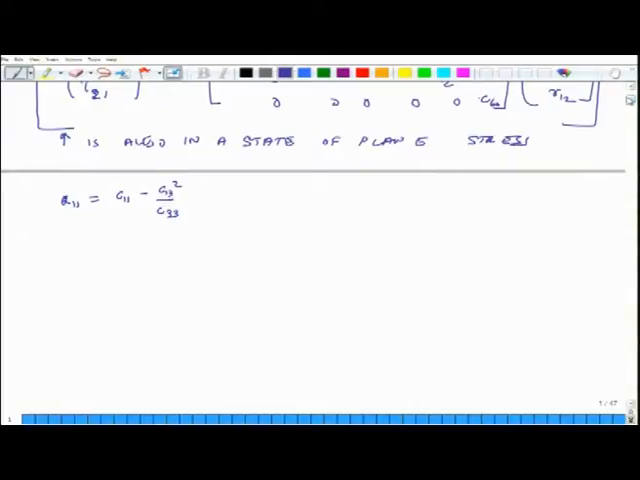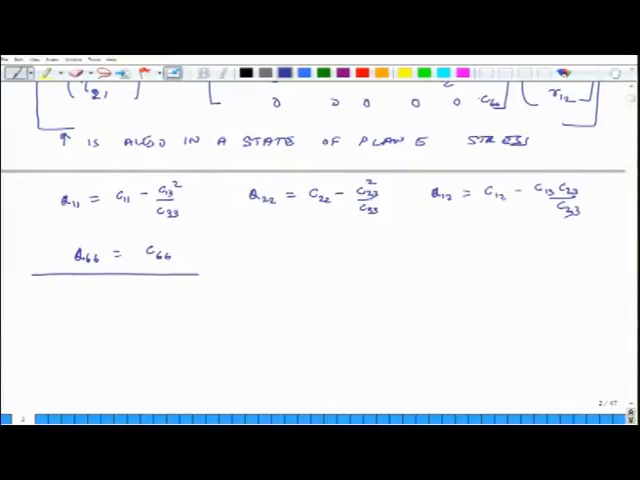So, this is Q11, okay, and then Q22 equals C22 minus C23 square by C33, and Q12 is equal to C12 minus C13 times C23 divided by C33, and Q66 is equal to C66. So, these are the relations between the Q's and the C's, and what we see is that for plane stress, what really matters are these 4 terms, so basically we have 4 fundamental elastic constants.